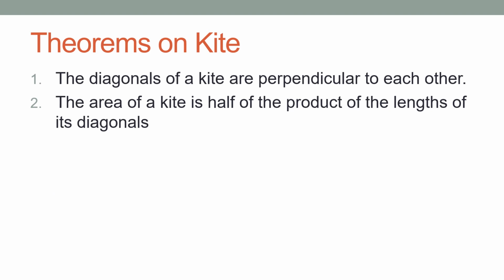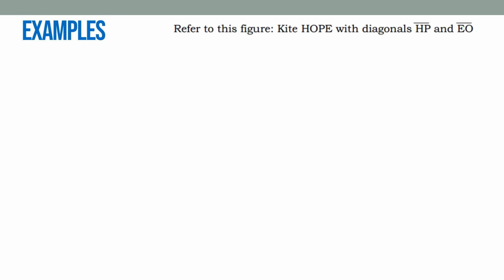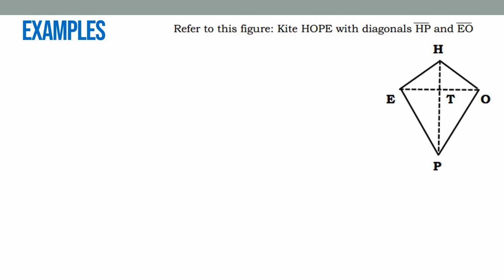Kite. Theorems on kite. Number 1, the diagonals of a kite are perpendicular to each other. And number 2, the area of the kite is half of the product of the lengths of its diagonals. Let us have some examples on theorems of kite. Refer to this figure, kite HOPE with diagonals HP and EO. So let us illustrate first. HP will be the longer diagonal and EO will be the shorter diagonal.